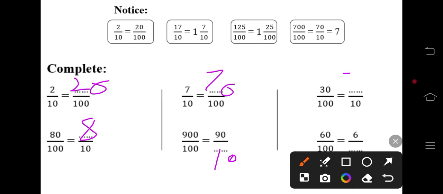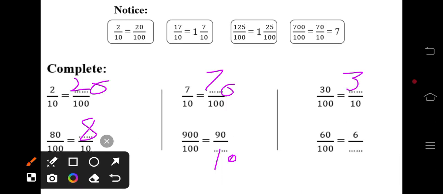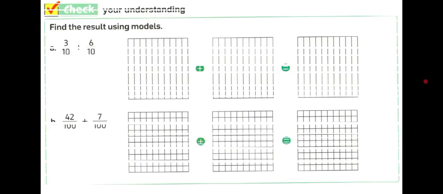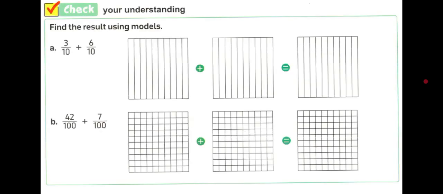Okay, 3 over 10, 3 over 10 and 6 over 10, it's 9 over 10. 42 plus 7, 49 over 100.